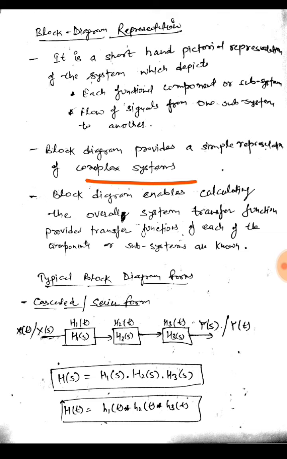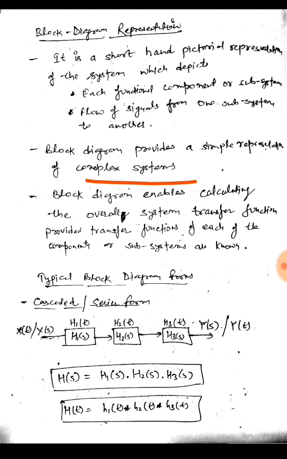So block diagram representation provides a simple representation of complex systems. A block diagram enables us to calculate the overall system transfer function. If we have a connection of different LTI systems with different transfer functions, then using the block diagram we can calculate the overall transfer function of that system.